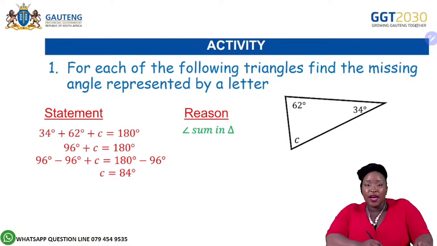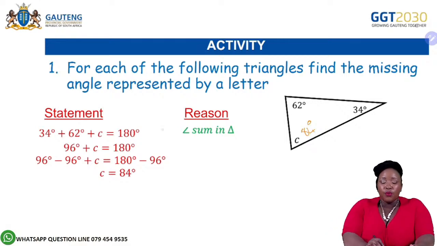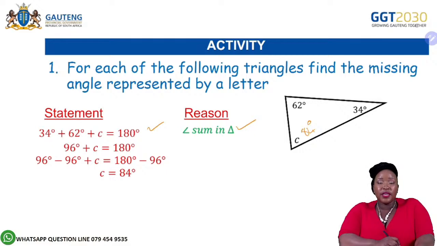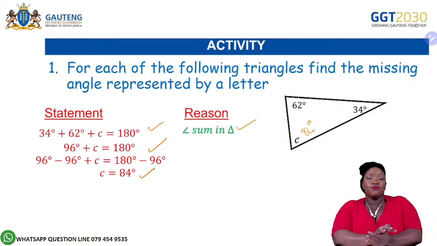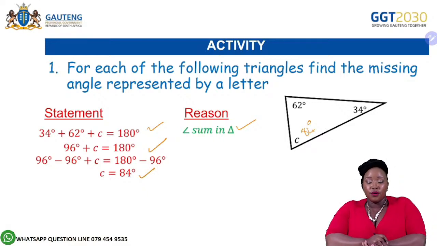So this triangle actually has all three angles less than 90 degrees. So this means that this triangle is an acute angled triangle. You see that? Okay. We still get a mark for our statement, a mark for the reason, a mark for the calculations you've done, and a mark for your final answer. All right.